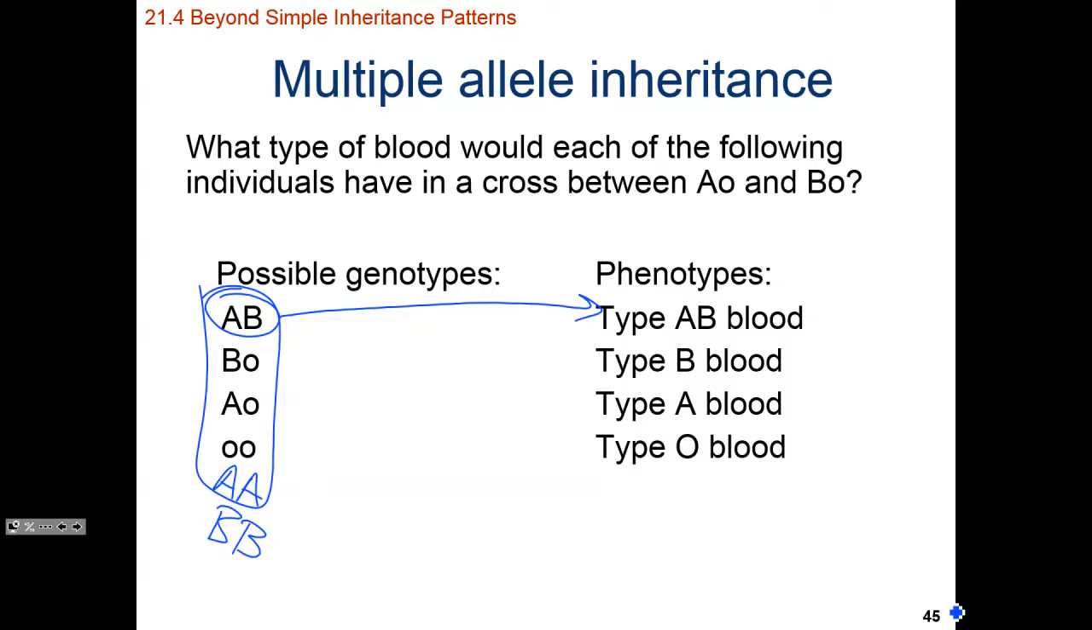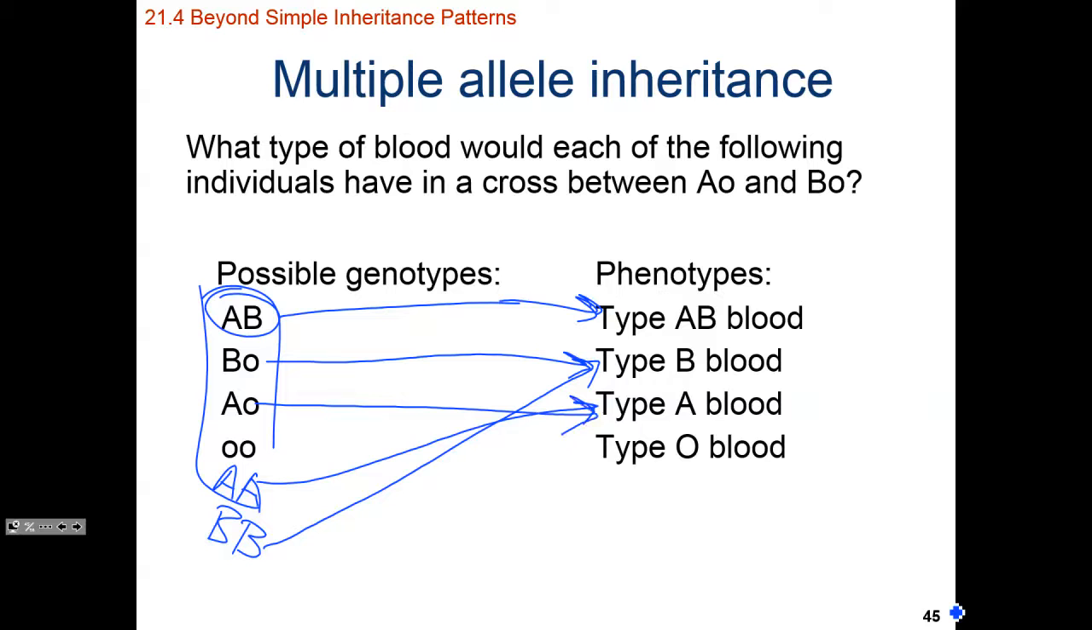If someone has 2 dominant A's, oh, I drew my arrow to the wrong spot. If someone has 2 dominant A alleles, they would have type A blood. If they have 2 dominant B alleles, they would have type B blood. If they have 1 dominant B allele, they would have type B blood. If they have 1 dominant A, they would have type A. And if they have 2 recessive O's, they have type O.